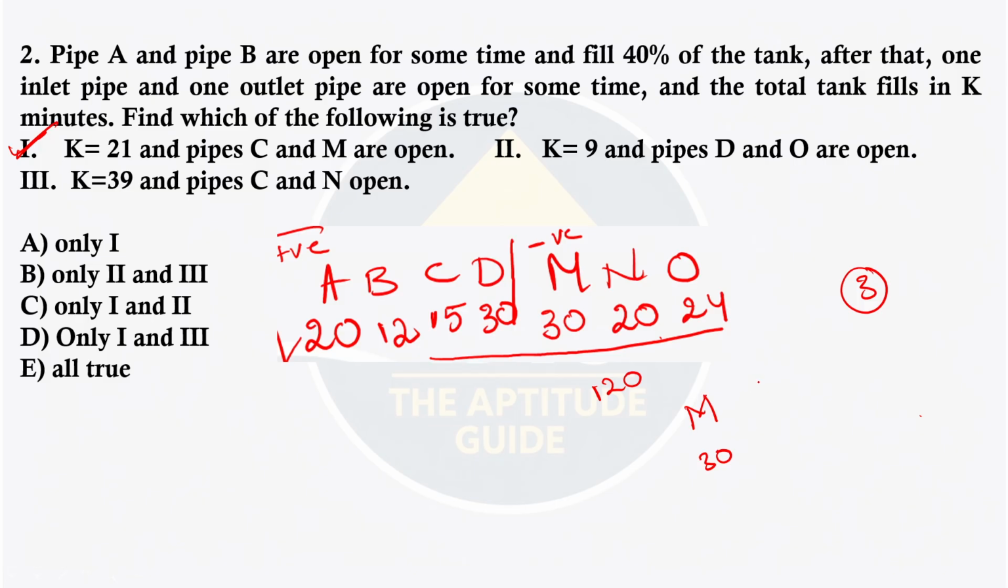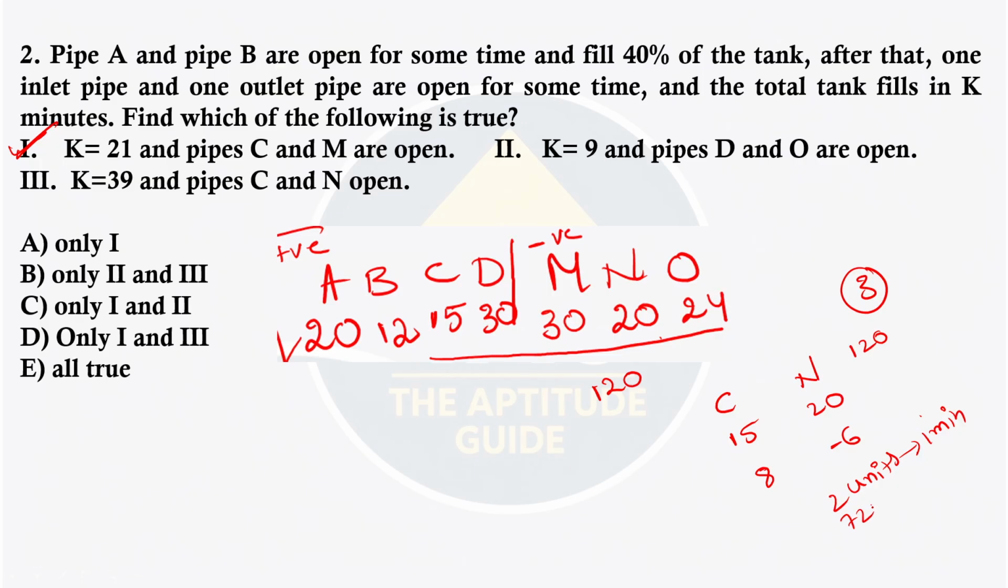C and N. C is 15, N is 20. So let us consider the total as 120. Even you can go with 60, it doesn't make any difference. 15 times 8, 20 times 6. So 2 units will be filled per minute.